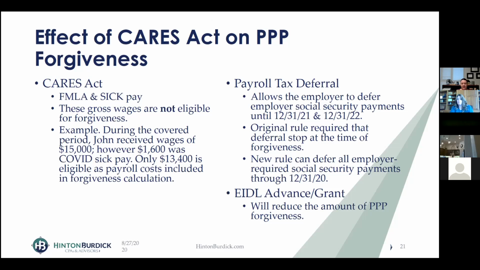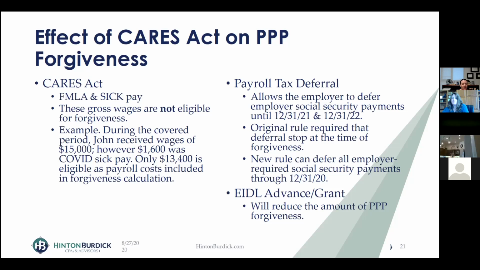Okay, payroll tax deferral. Don't confuse this with the payroll tax holiday that Trump just put out a couple weeks ago. Payroll tax deferral is actually for the employer to be able to defer their Social Security payments until 12/31/21 and 12/31/22. So it's just deferring them, and it's only the employer side.